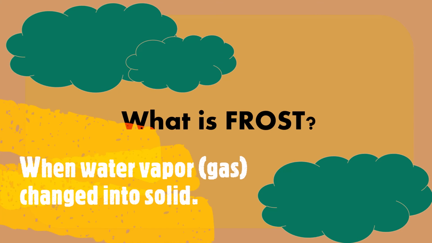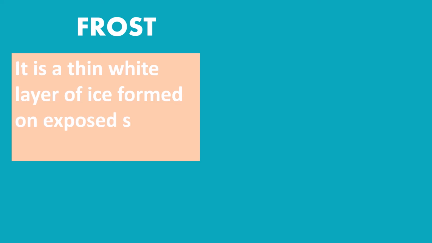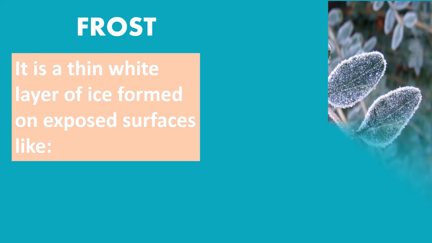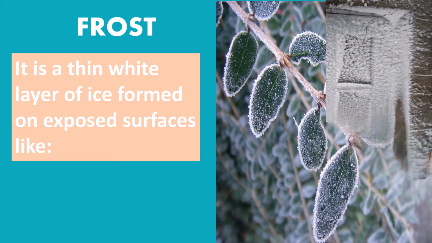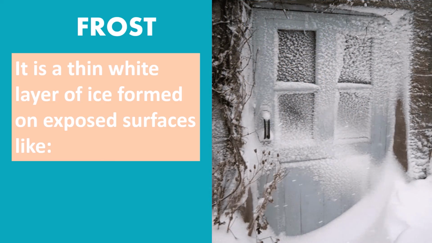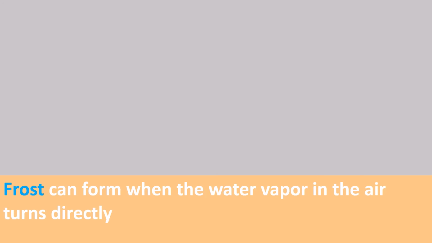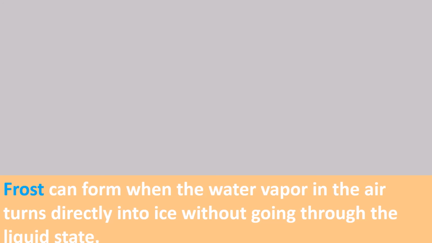And lastly, we have frost. Frost is when water vapor changes into solid. It is a thin white layer of ice formed on exposed surfaces, like plants and windows, that are outside and filled with a good amount of moisture. Frost can form when the water vapor in the air turns directly into ice without going through the liquid state.